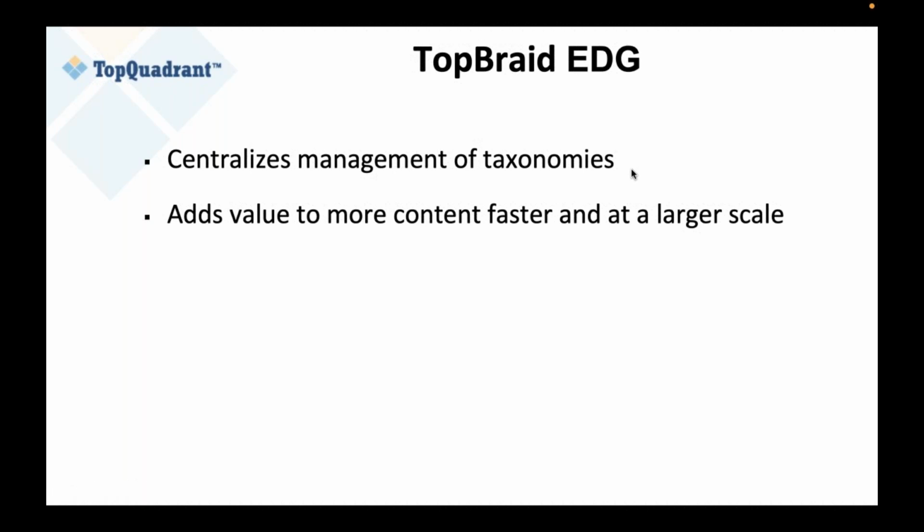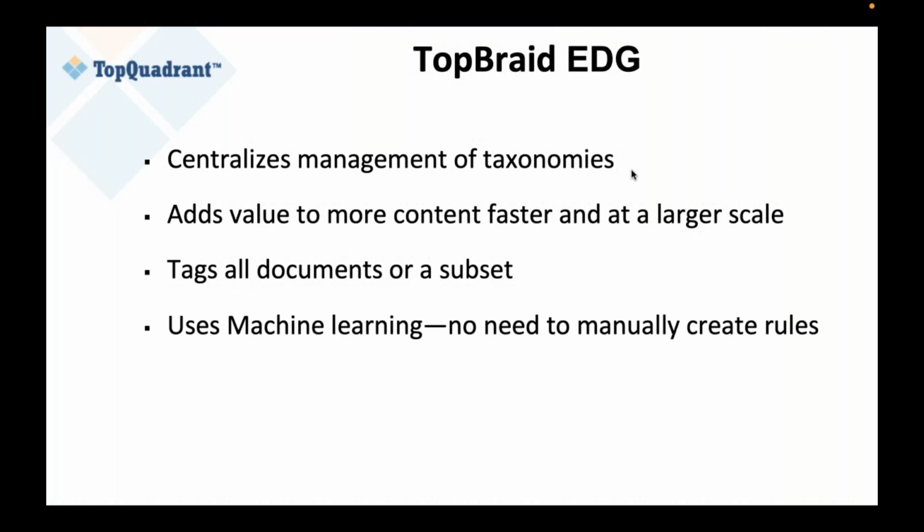And then the auto-classification feature scales the process of content tagging, allowing us to tag much more content, faster and at a larger scale. And that means providing value to both applications and users that search for that content. Now, the content can be tagged in its entirety, kind of in a batch process, or only a subset of the content can be tagged, including one document at a time. So think about it as a real-time recommendation: as a person adds a document to SharePoint, going through TopBraid EDG, through APIs, EDG could generate recommended tags, and then all the person has to do is just accept them. So that kind of real-time interaction is also possible.